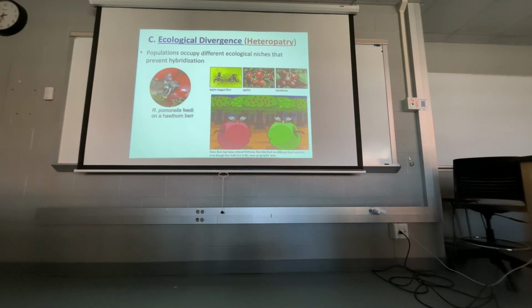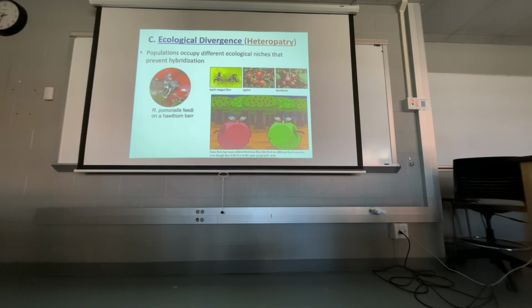Okay, so we got polyploidy and we have sexual selection for sympatric populations. The last one is called heteropatry or ecological divergence. And this is our little flies we talked about a little bit yesterday. They're called apple maggot flies. So they are found throughout the United States. They even range up into Canada and down into Mexico a little bit. And there are several species of them.